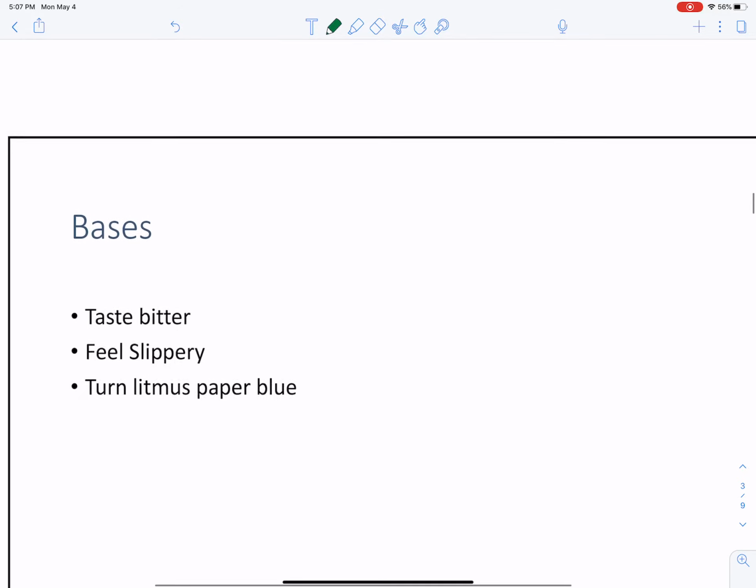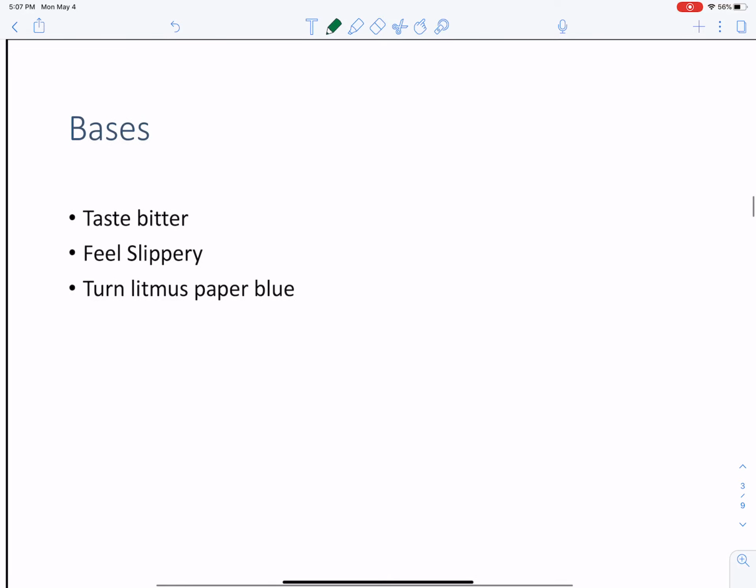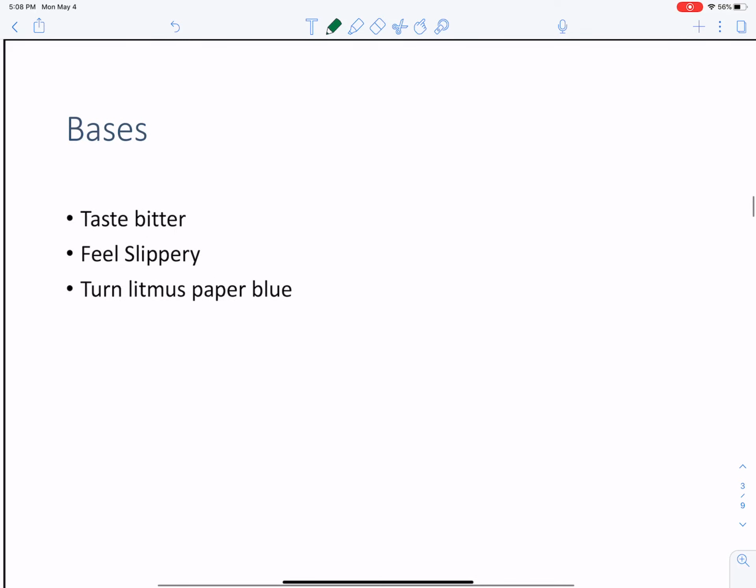Bases, on the other hand, taste bitter. They feel slippery. I mean, they literally feel slippery. And they turn red litmus paper blue. Now, it's harder to think about what are common bases than what are common acids. We don't think about that too much. So in thinking of taste, an example that I would think of would be kale or cabbage, both of which taste relatively bitter.